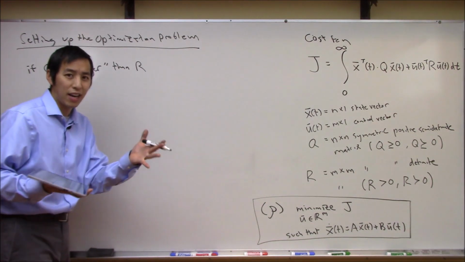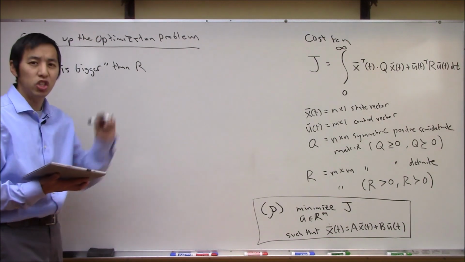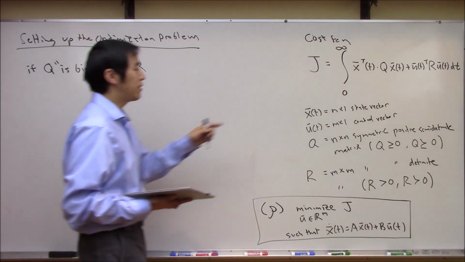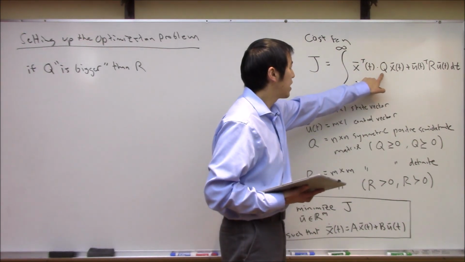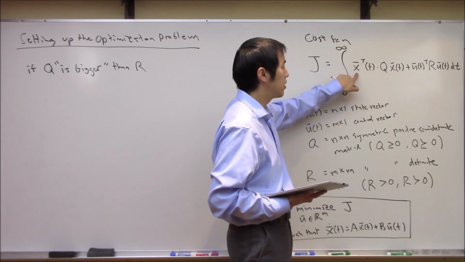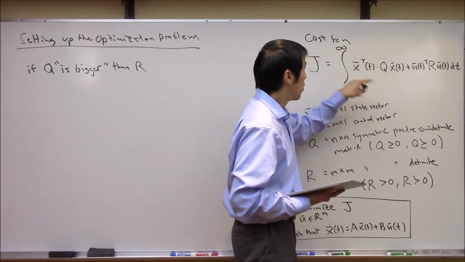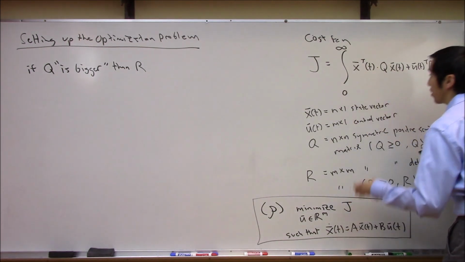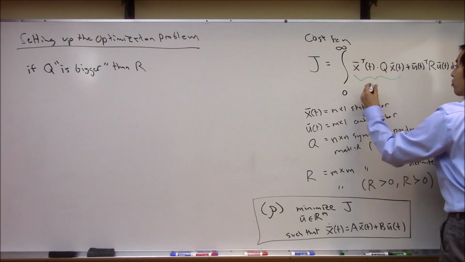Well, we're going to get to that in a little bit, but you can see the gist here. If Q is bigger than R, what are you basically saying? You're basically saying that I really care that x is not equal to 0, because if so, this term dominates. So in this situation, let me do this in another color, this term dominates.